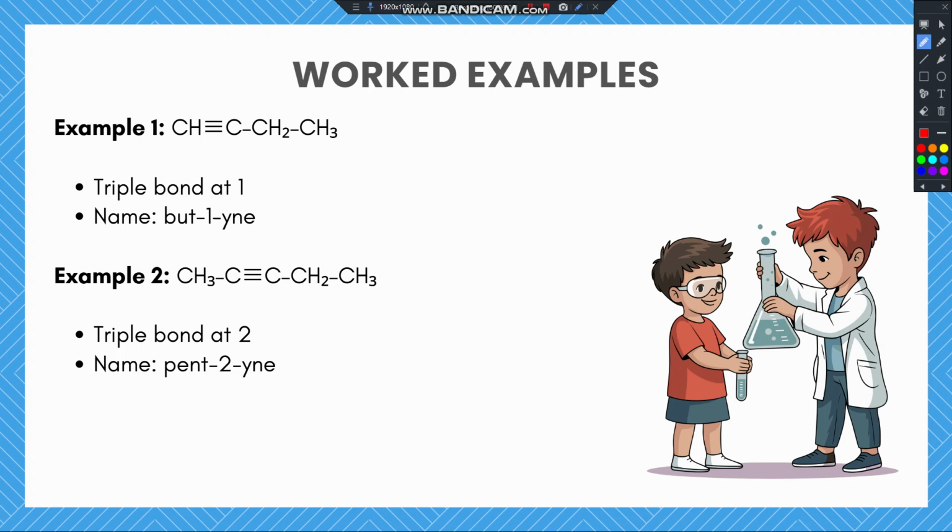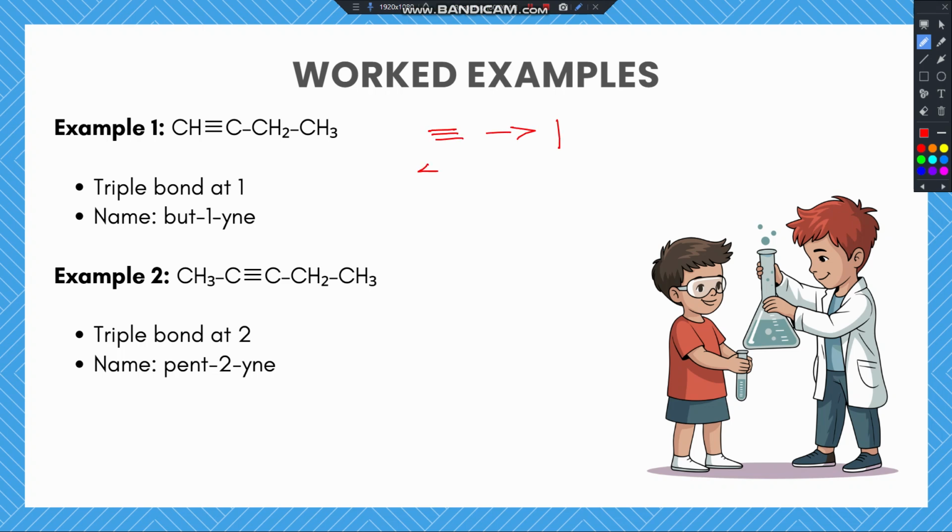So the first thing we want to do is identify the longest or the parent chain. So we have 4 carbon atoms, which gives us the parent name BUT. Now, are we counting from the right to the left or from the left to the right? Counting from the left to the right puts this triple bond on carbon number 1. If we count from the right to the left, we have 1, 2, 3, 4. This triple bond will be on carbon number 3. So our correct counting direction becomes from the left to the right. So that puts our triple bond at carbon number 1.